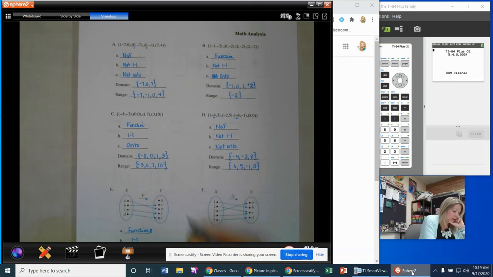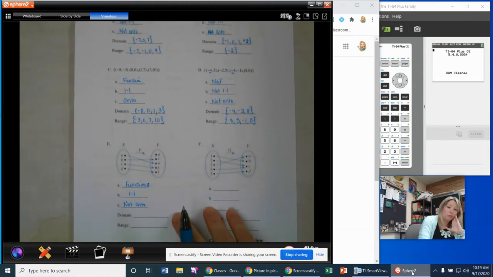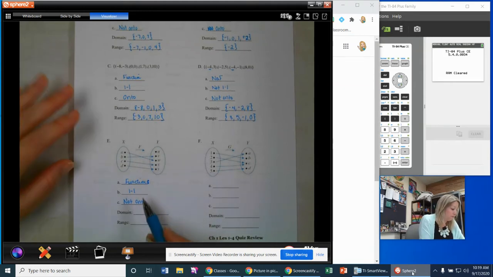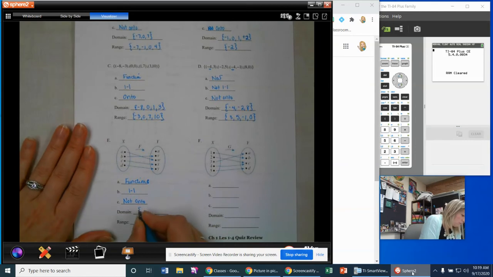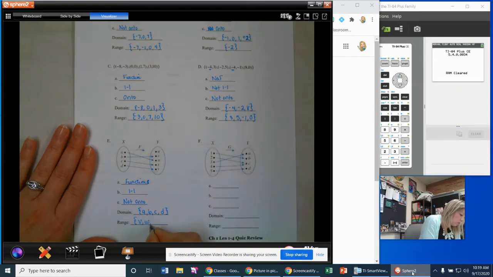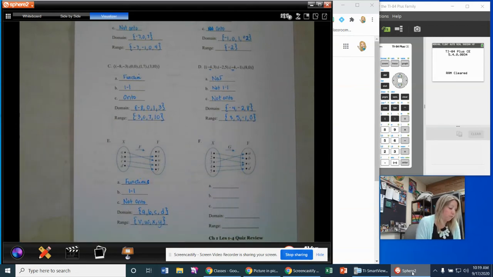And the reason is, in this bubble for the range, I have a value in there that is not being used. So since this u is in here but not being used, this is not an onto function. Not all of the range is being used. All right. And so now I list the domain. And since they were just listed, I can just list, but we're not using u, so it's just v, w, x, and y. Okay, we did not use the u.